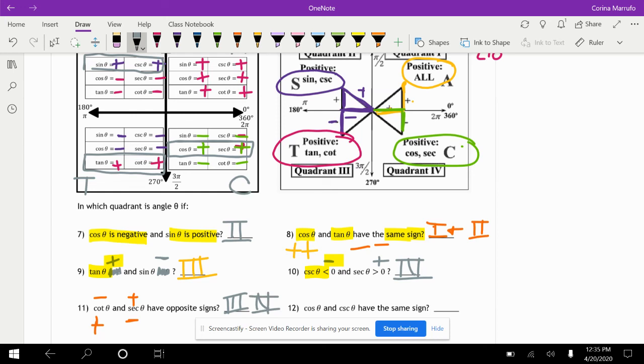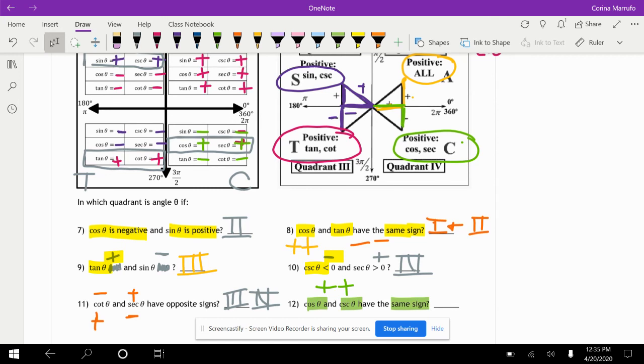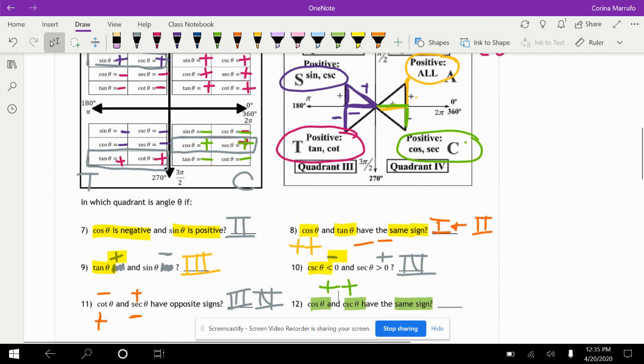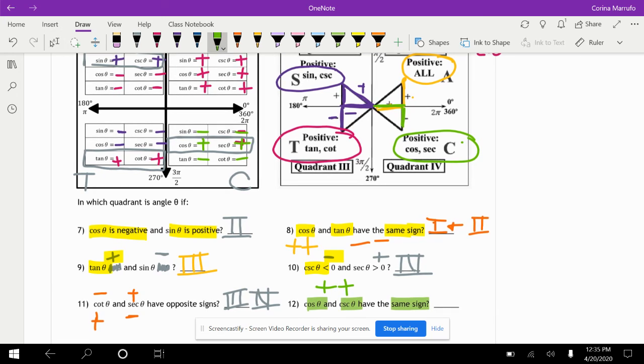And last, we are going to look when cosine and cosecant have the same sign. So remember, they have the same sign. That means we have two possibilities where they're both positive and where they're both negative. That's what we're looking for. At the same time, they have to have the same sign. So if we look at the first quadrant, cosine and cosecant are both positive. So that's our first option.